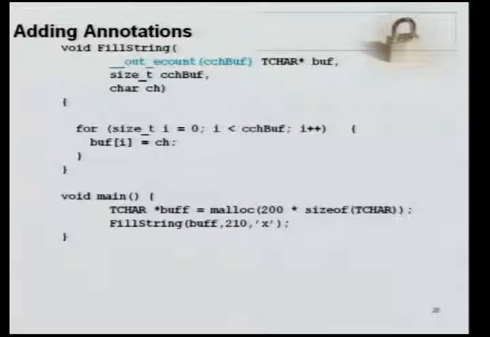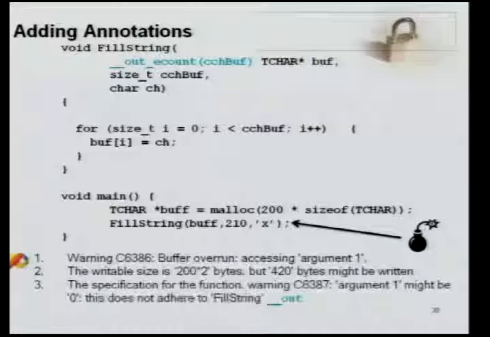So here's an example of a security vulnerability in a very simple program and how these annotations can help tools find these issues. If you have Visual Studio 2005, it has a version of PREfast built into it, and you could take this code and compile it in there. What the compiler would tell you is, first of all, that there's a buffer overrun accessing the first parameter buff. The writable size is only 200 characters or 400 bytes, but actually 420 bytes might be written because this program was compiled for Unicode, so it tells you right away there's a buffer overrun here.